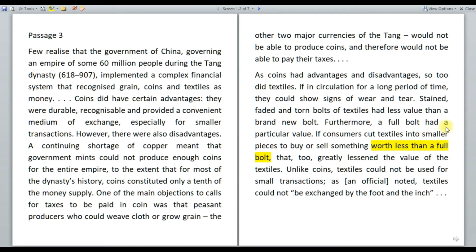Furthermore, a full bolt had a particular value if consumers cut textiles into smaller pieces to buy or sell something worth less than a full bolt. Exactly tallies with 1/8 of the bolt, which is worth less than a full bolt, and therefore herein lies the answer. So cutting of the textiles would reduce the value, and that would make it economically unviable. That much is very clear, and that must be our correct choice.